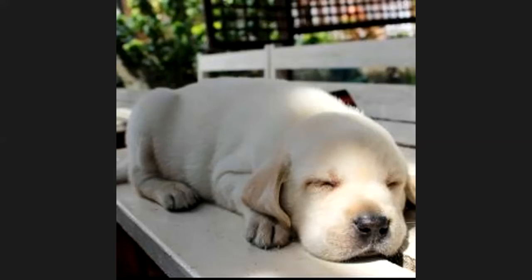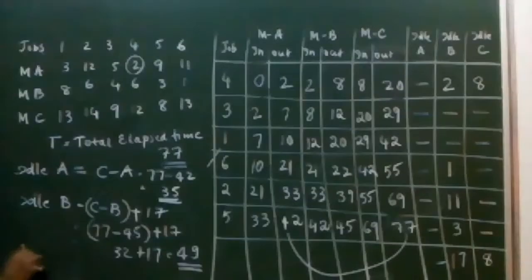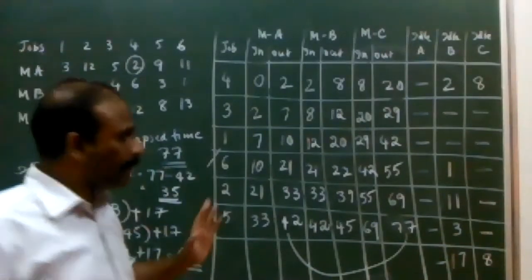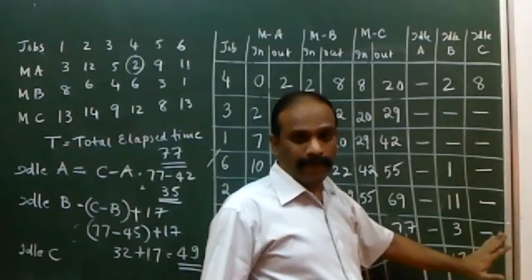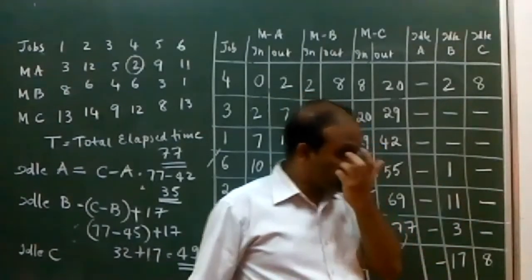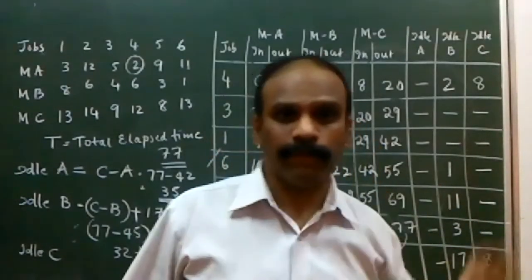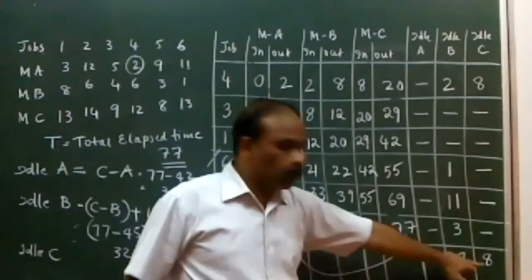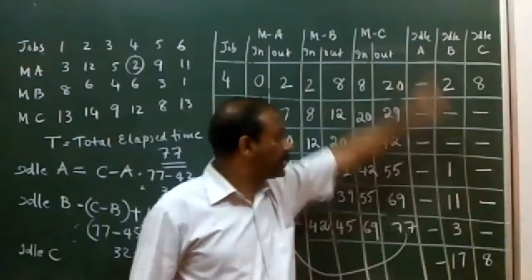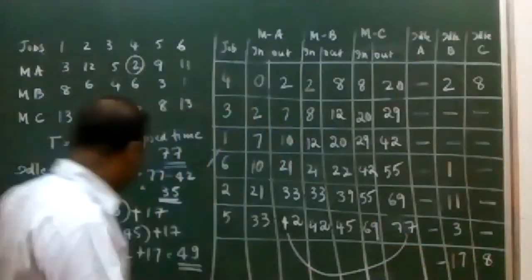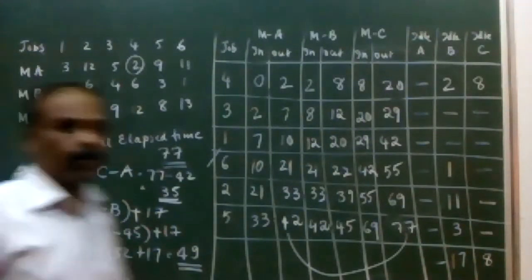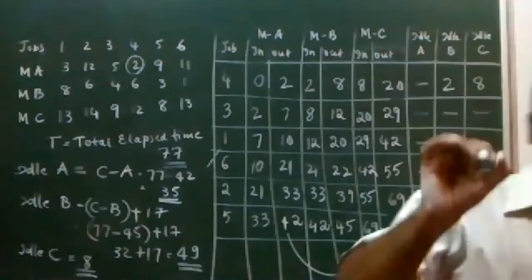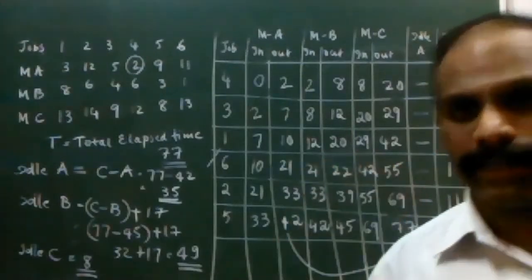Yes, sir. And the last one is the idle time for machine C. Idle time for machine C has no formula. Directly we can write down the values in the table. So you can see that the total idle time for machine C is 8. So directly we can write that 8. That is the answer.